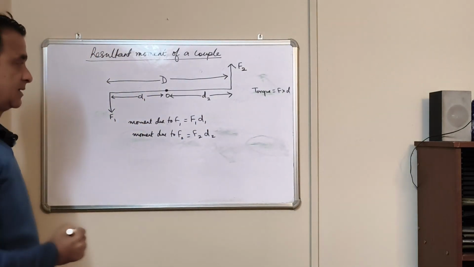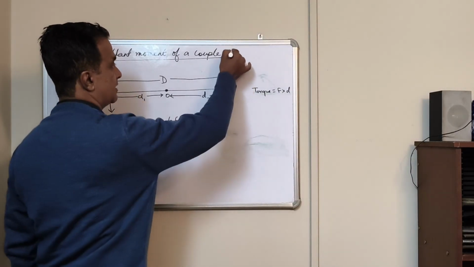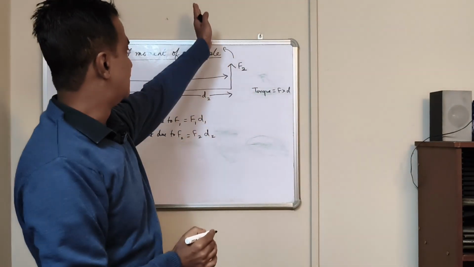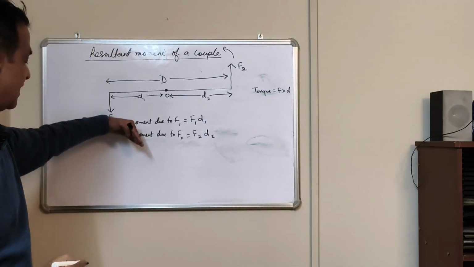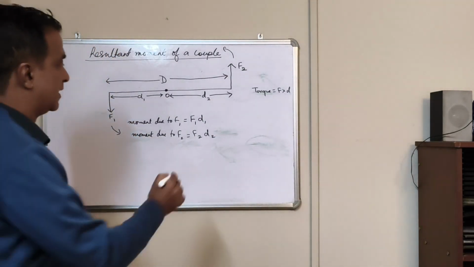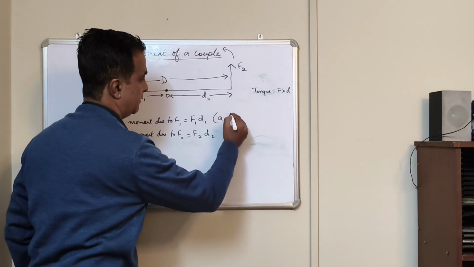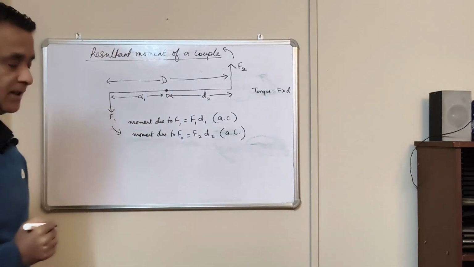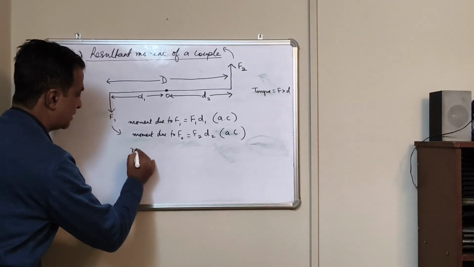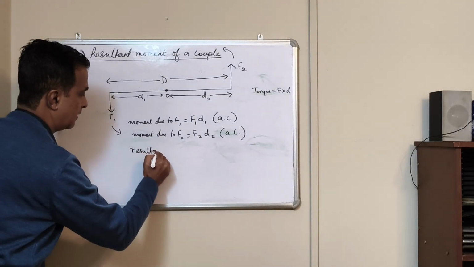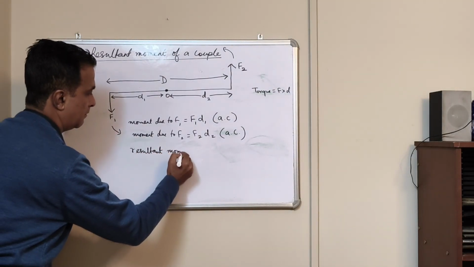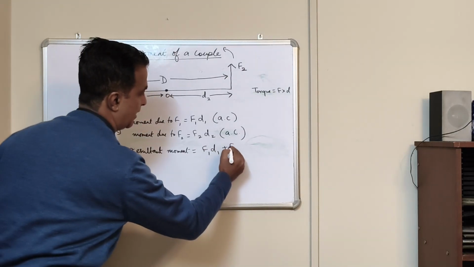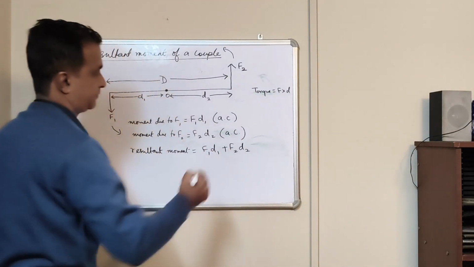Now the resultant moment. In this case, this force is making it move anti-clockwise. Here this force is also making the rule turn anti-clockwise. So both are anti-clockwise, meaning both are positive. So the resultant moment, the total moment, is F1 D1 plus F2 D2.